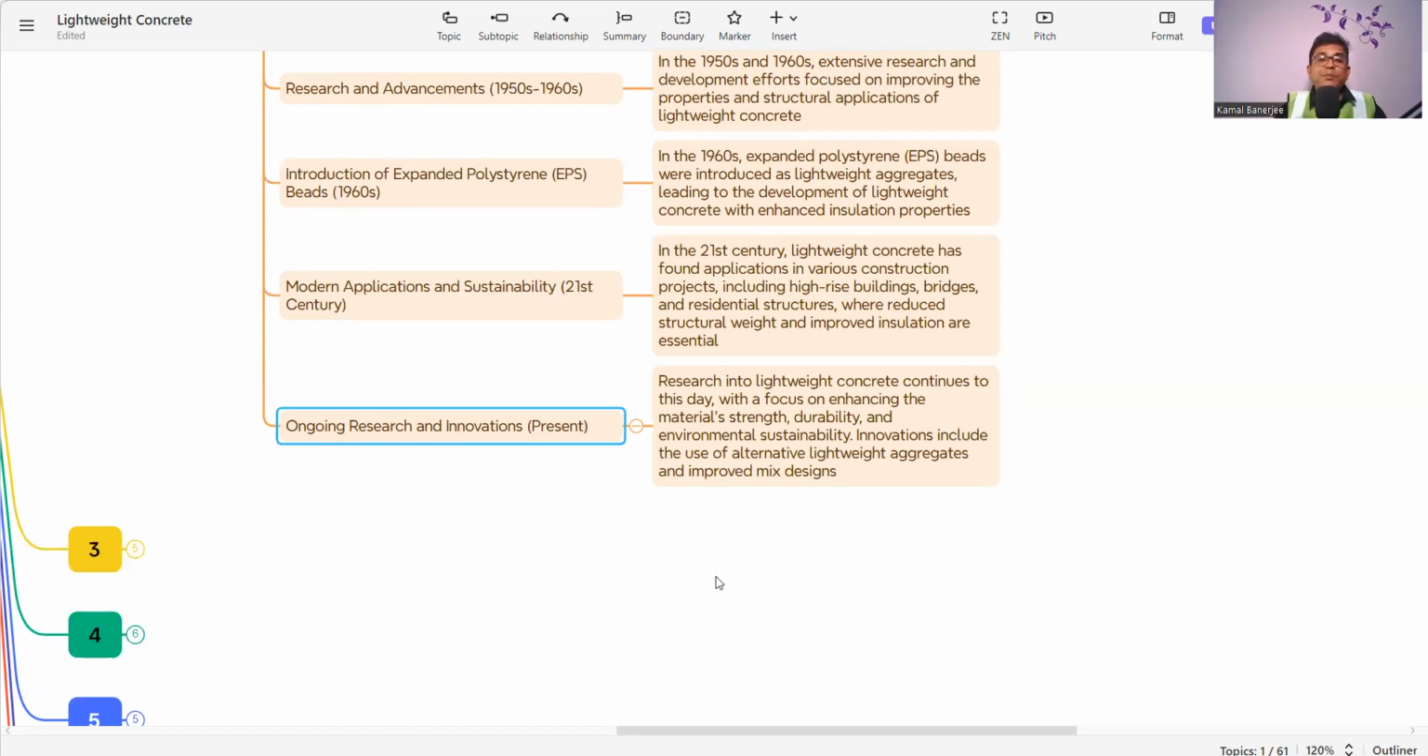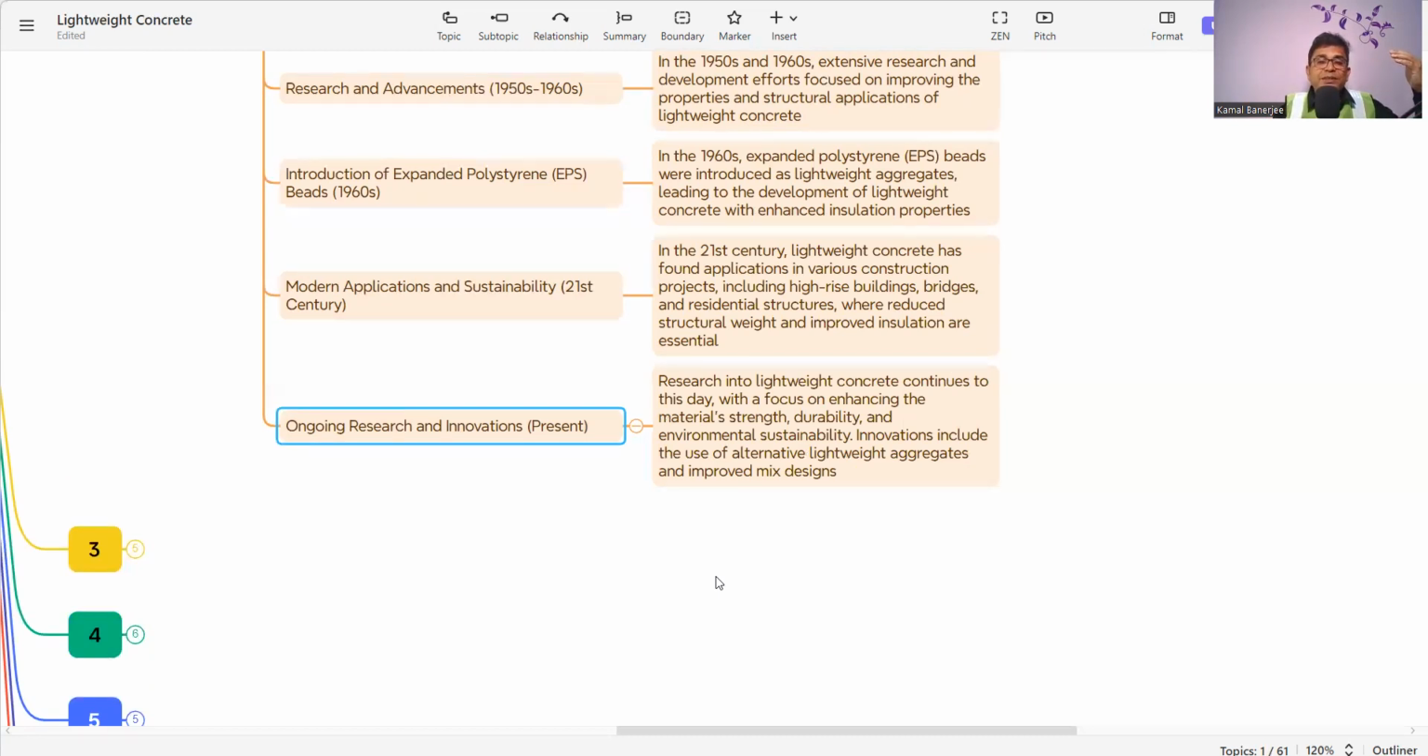So how it can be developed and it can be more advanced. Research into lightweight concrete continues to this day with a focus on enhancing the material strength, durability, and environmental sustainability. Innovations include the use of alternative lightweight aggregates and improved mix design.